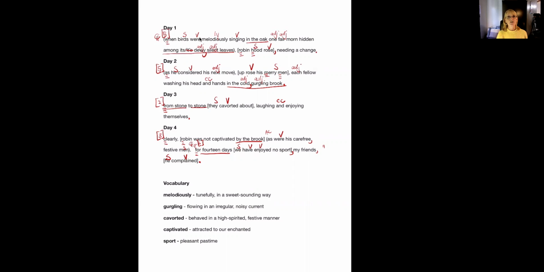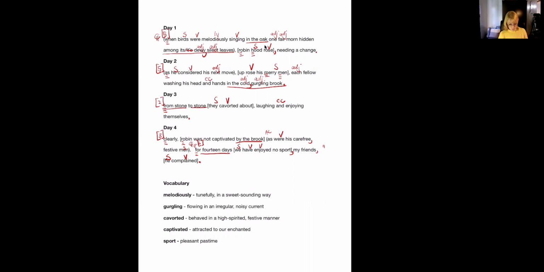So our subjects and verbs are, we're singing here in this first part. Who was singing, or what was singing? The birds. Robin Hood rose. Rose is our verb and Robin Hood is the one that did it. And then "needing a change" here is just describing Robin Hood, so we don't need any more there. For vocabulary, we have this word melodiously, which means they are tunefully singing in a sweet sounding way.